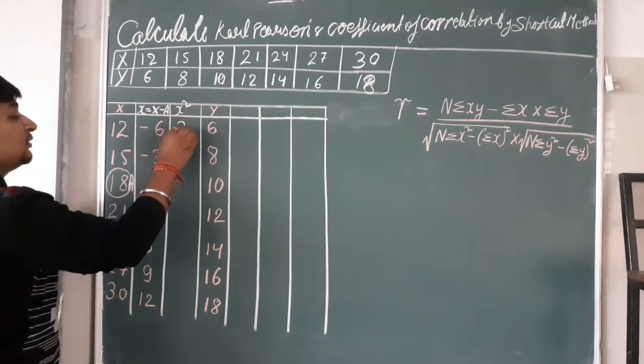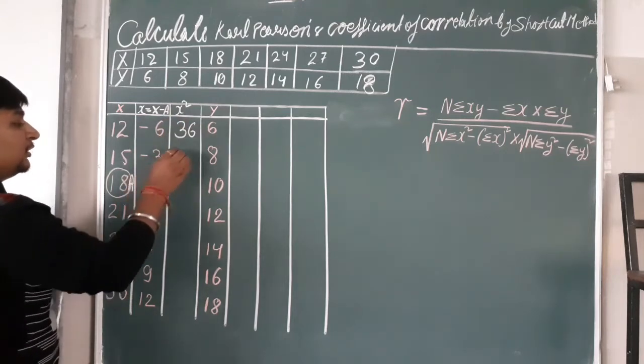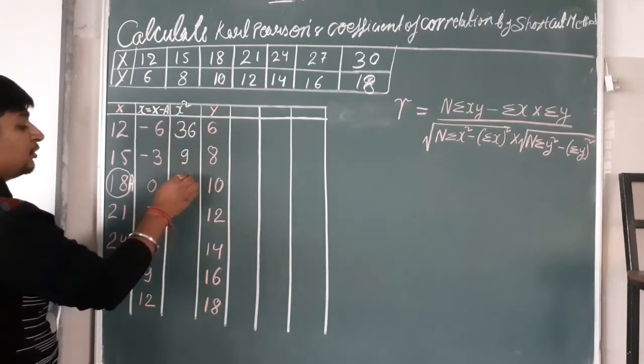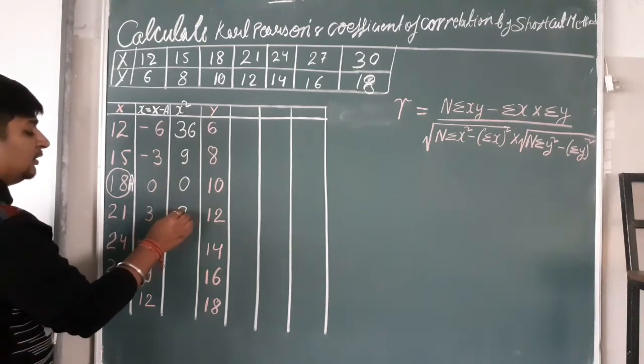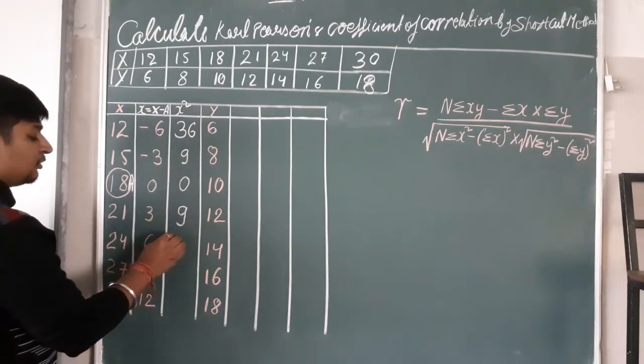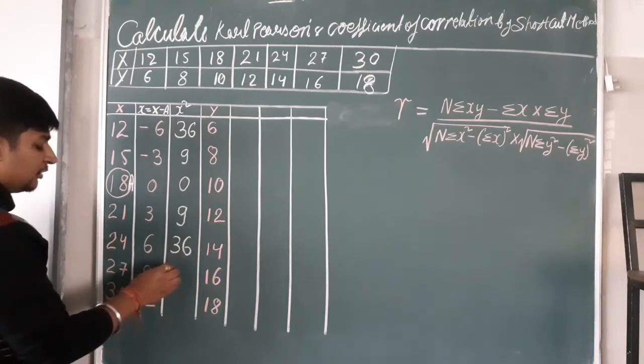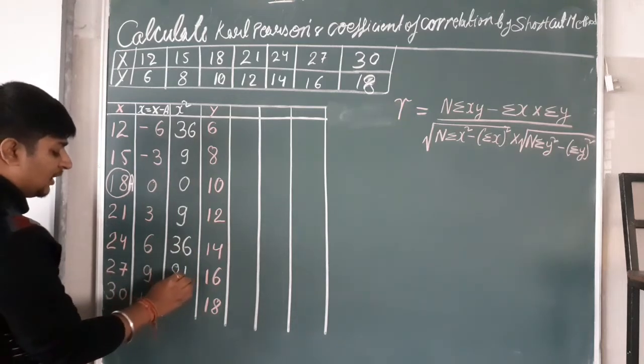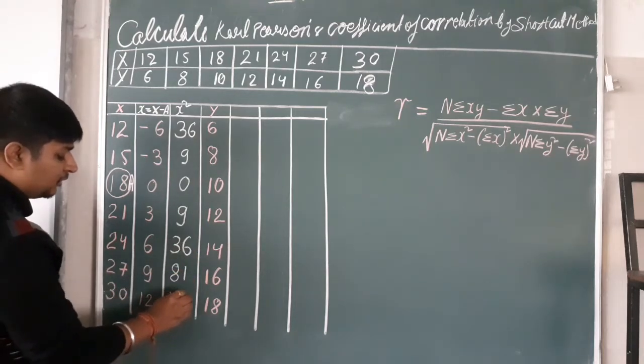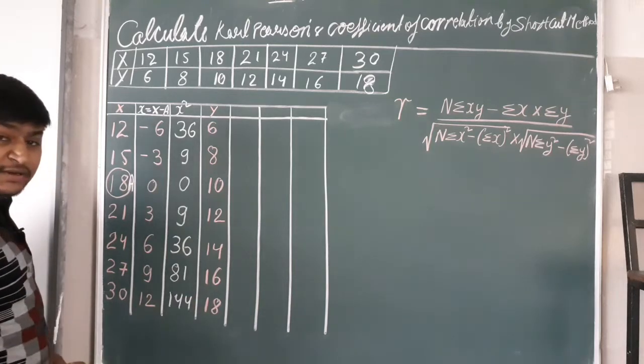Square of 6 is 36. Square of 3 is 9. Square of 0 is 0. Square of 3 again we have 9. Square of 6 is 36. Square of 9 is 81, and square of 12 is 144. Hope it is clear to you all.